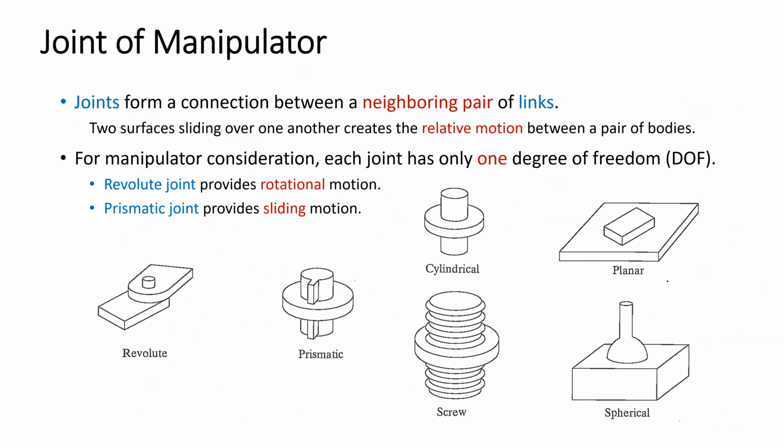When we talk about joints, a joint forms a connection between a pair of links. What does it mean? It means that there will be two surfaces sliding over one another to create relative motion between a pair of bodies.